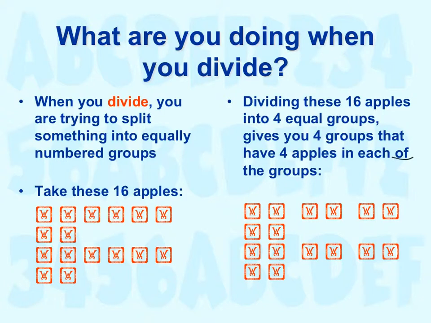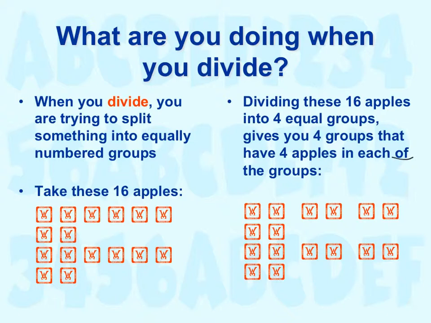What are you doing when you divide? When you divide, you're trying to split something into equally numbered groups. So the slide says take these 16 apples, but they certainly don't look like apples. They look like squares with a weird W and a weird M, but we're going to pretend they're apples. We want to divide these 16 apples into 4 equal groups. That's going to give you 4 groups that have 4 apples in each of the groups.